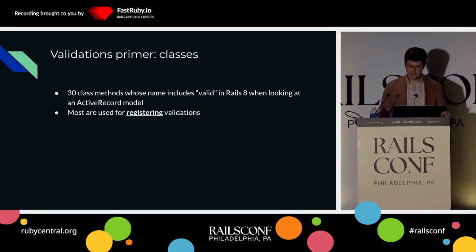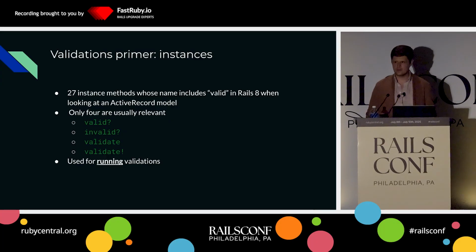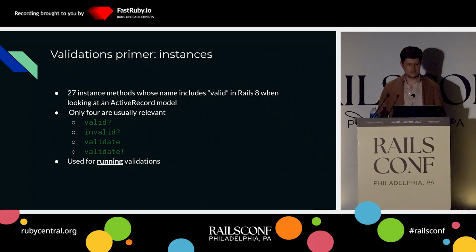On the flip side, at the instance level, we have still a good number of methods, 27, but only 4 are really relevant to what I think the instance methods typically do, which is running validations that have already been registered at the class level. And those methods are valid?, invalid?, validate, and validate!. So again, class level, registering your validations, instance level, running the validations.